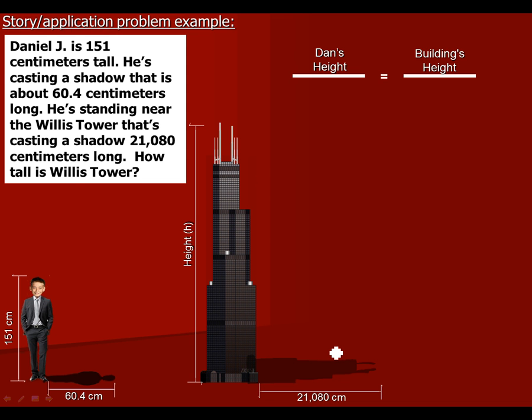So when we set this up, you want to make sure the ratios match. So in my proportion, I'm going to put Dan's height, and I'm going to match that up with the building's height. Those correspond. I know Daniel's not as tall as the Willis Tower, but that doesn't matter. You're looking at his height and the building's height. Those match up. Then we're going to look at the shadows. Dan's shadow compared to the building's shadow. And now it's just a matter of filling it all in.